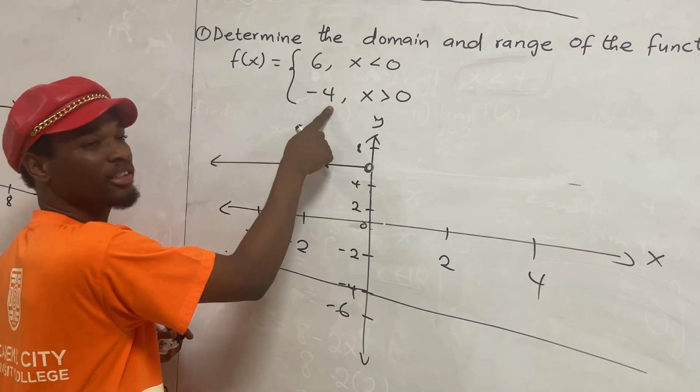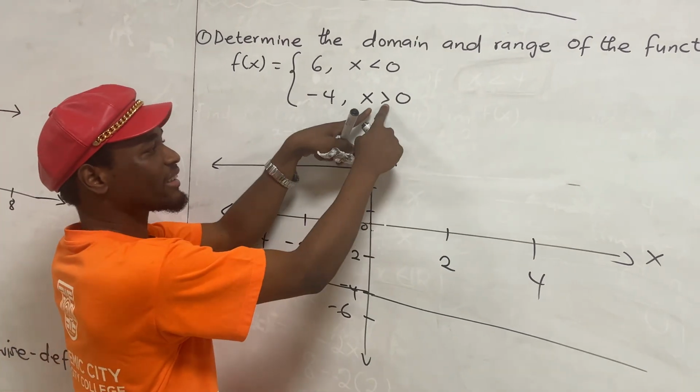What about this? -4. This is my -4, and x is greater than 0.